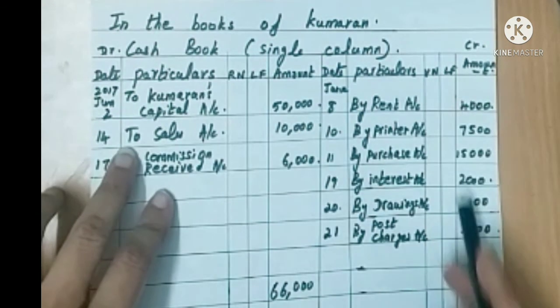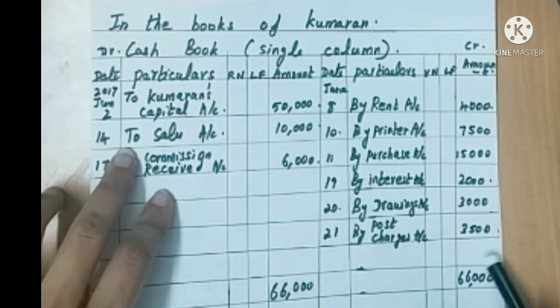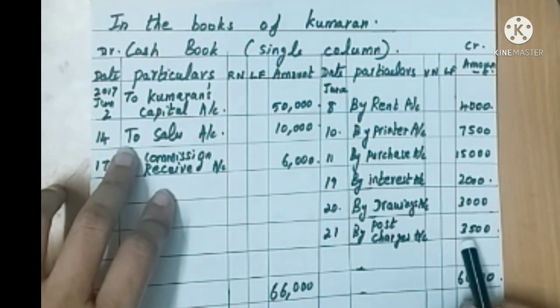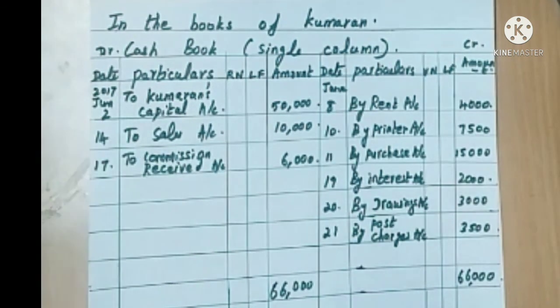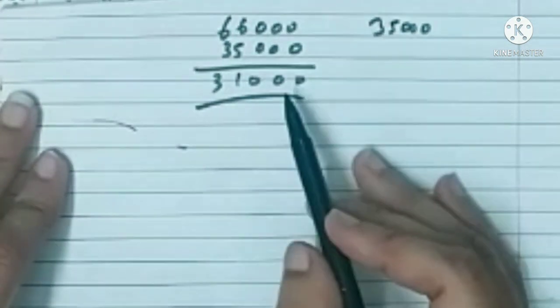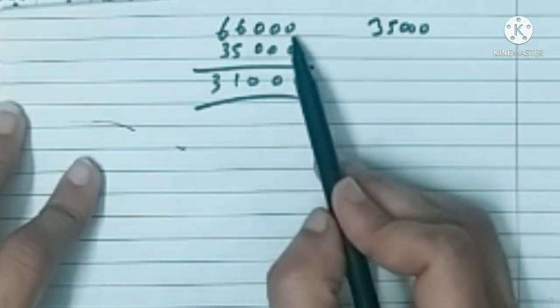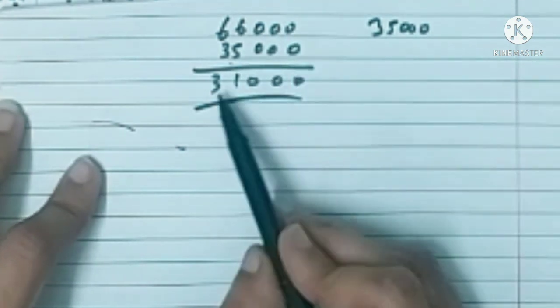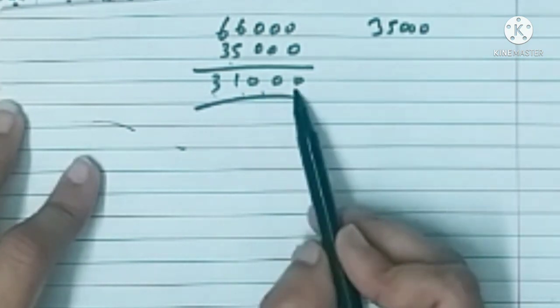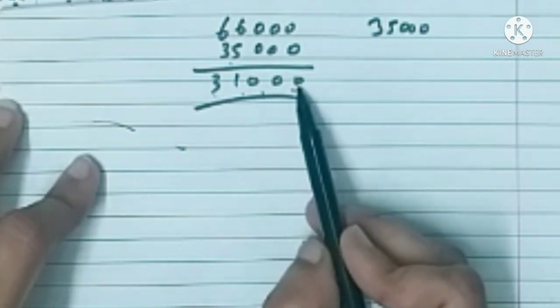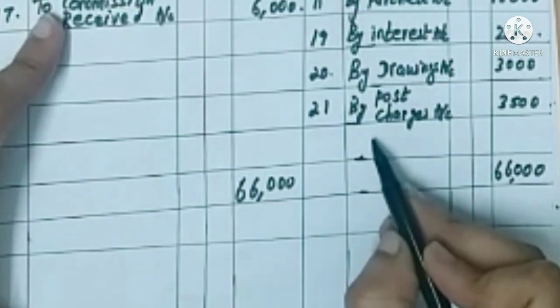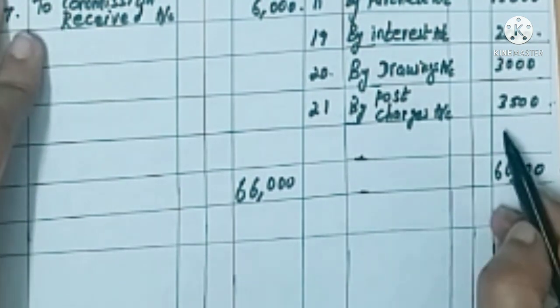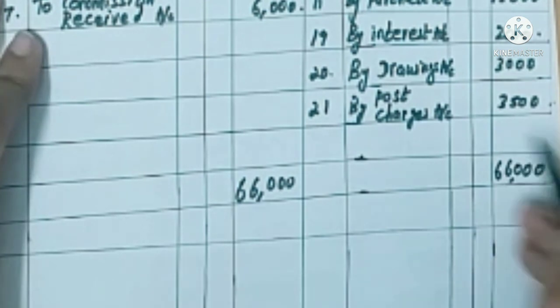The total on the credit side is rupees 35,000. So the credit side has got lower total. That's why balancing figure will come on credit side. The balancing figure is 66,000, that is the higher total, minus the lower total 35,000. The balancing figure is 31,000 rupees. This 31,000 rupees will be shown on the credit side of cash book. Why it is shown on the credit side of cash book? Because the credit side has got lower total.